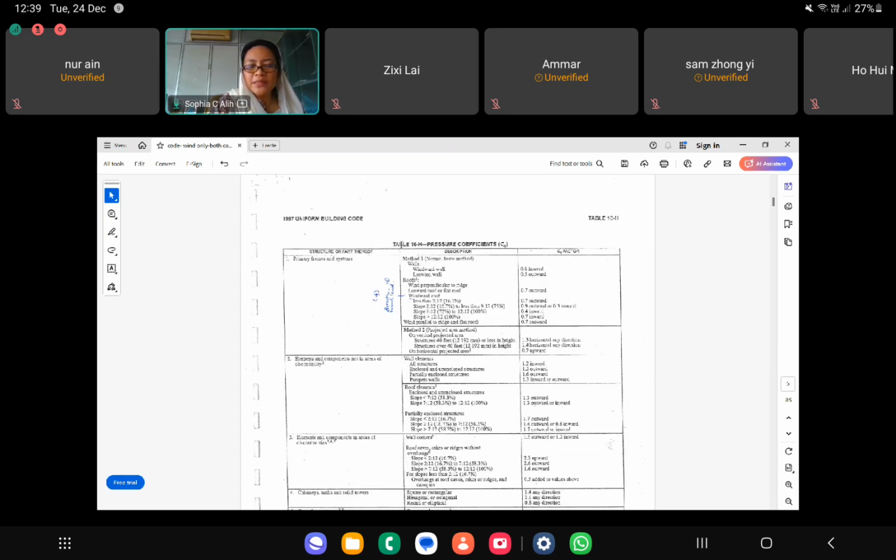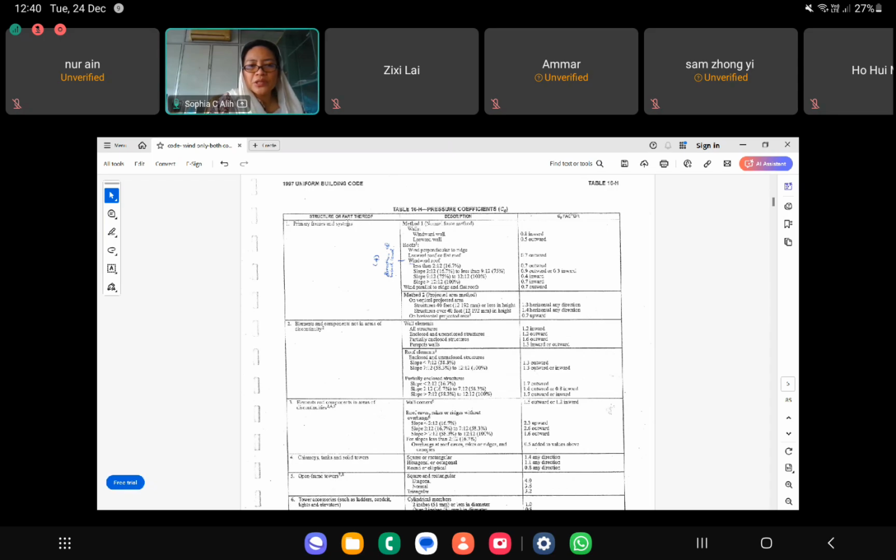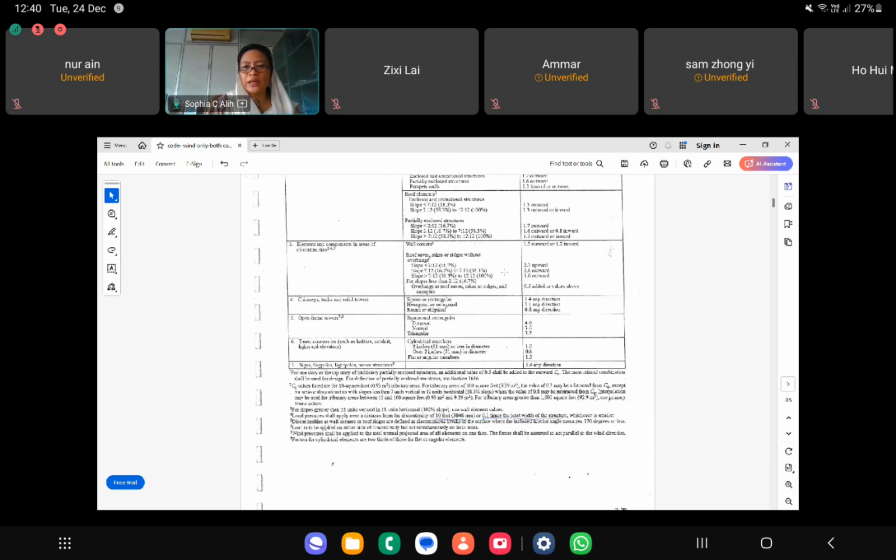And this is table 16H, the pressure coefficient. You can check which structural part you are going to design, for example if you are designing a frame or system, whether it is a windward wall or leeward wall, and this is the coefficient you are going to use. Like I said just now, the windward wall is 0.8 inward. The leeward wall is 0.5 outward, so one is positive and the other is going outward, meaning it is negative, meaning it is suction, okay? So these are the parameters that you can get.